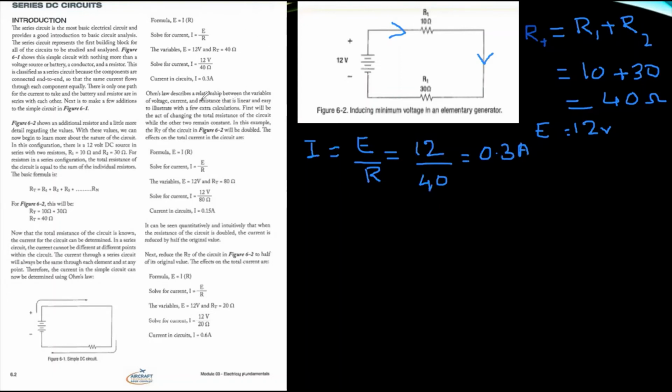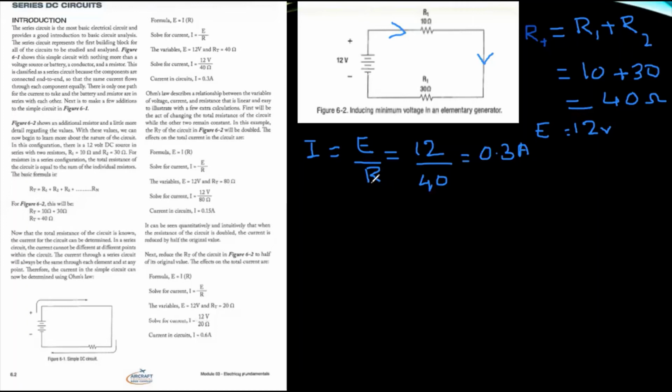Now the first case is over. The basic thing, we were finding the current in this circuit. Now the second case. The relationship between the variables of voltage, current, and resistance is linear and easy to illustrate. First, we will act of changing the total resistance of the circuit, and the other two remain the same. So in the second case, we are going to change the resistance of the circuit, and the other elements we are keeping in the normal way only.